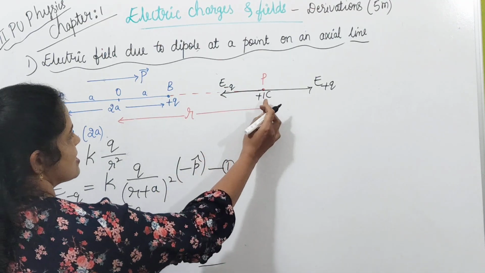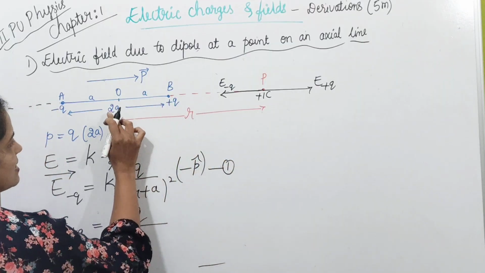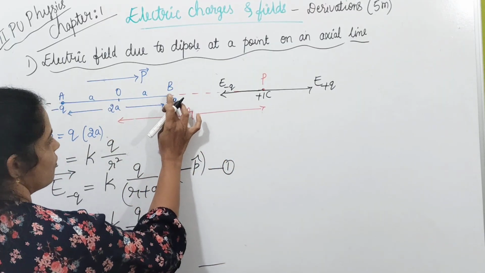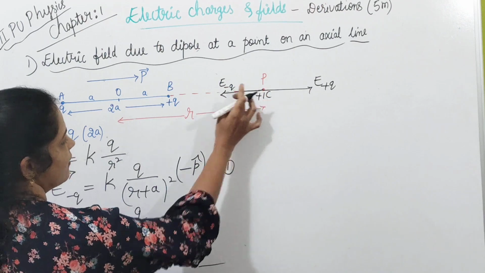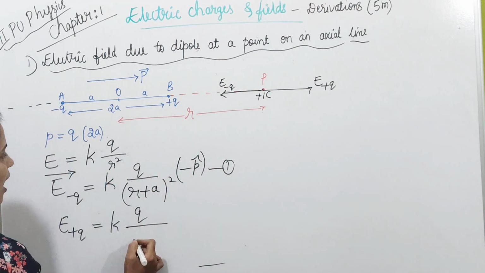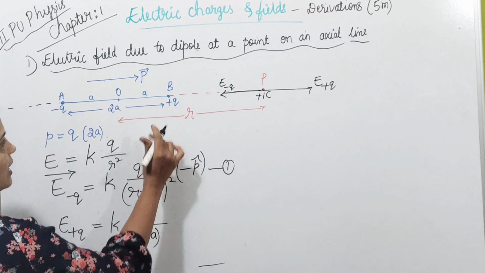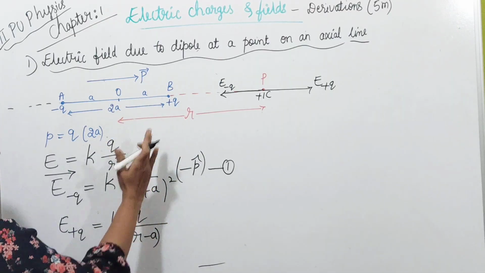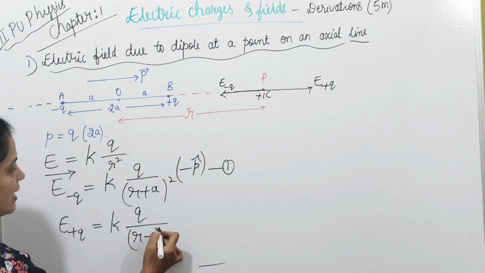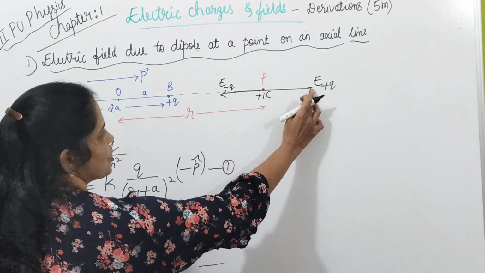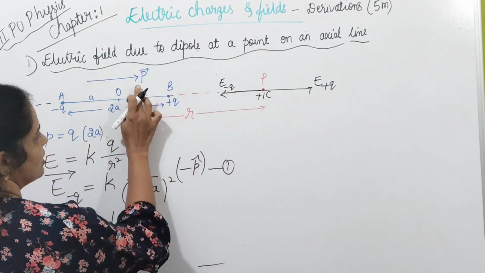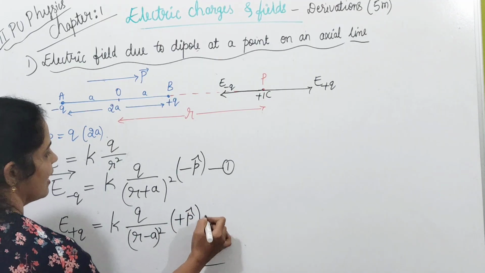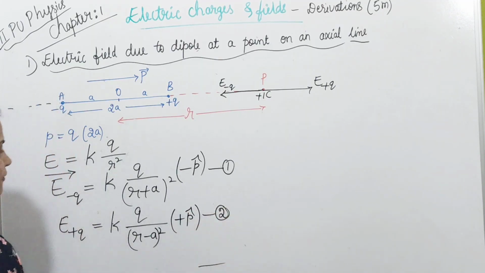and square of the distance. So point P is at a distance R from the center, but we need the distance of P from plus Q, so that is R minus A. You need to subtract this distance O to B. O to B is A, we don't need that distance, so R minus A whole square. And what is the direction? E plus Q acts along the direction of dipole moment, so plus P cap. Okay, like this we are writing electric field.